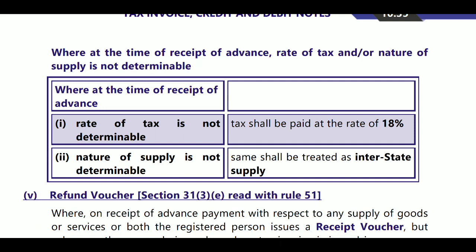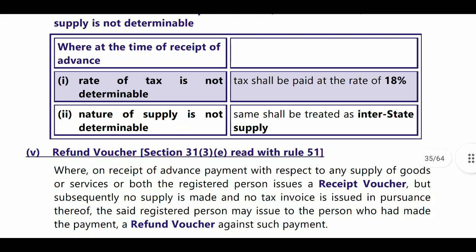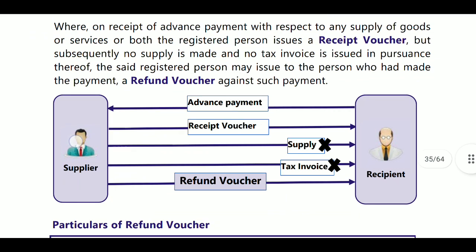Next, nature of supply is not determinable. Then it will be treated as interstate supply. If the tax rate is not determinable, go for 18%. If the nature of supply is not determinable, then it will be treated as interstate supply. IGST will be leviable.